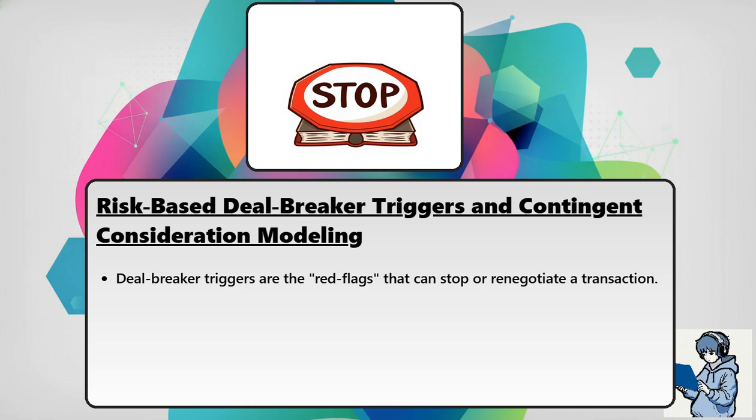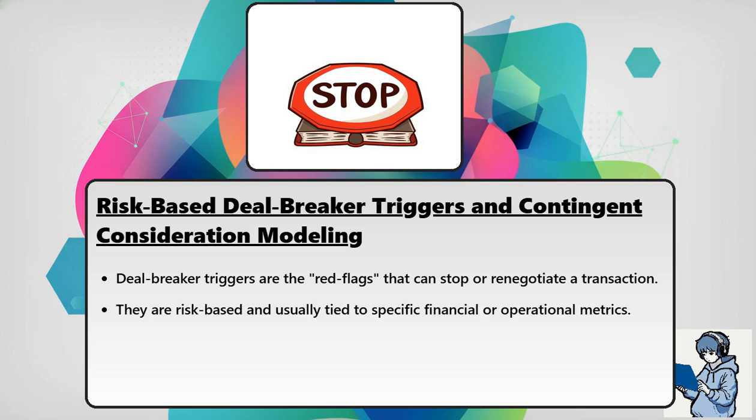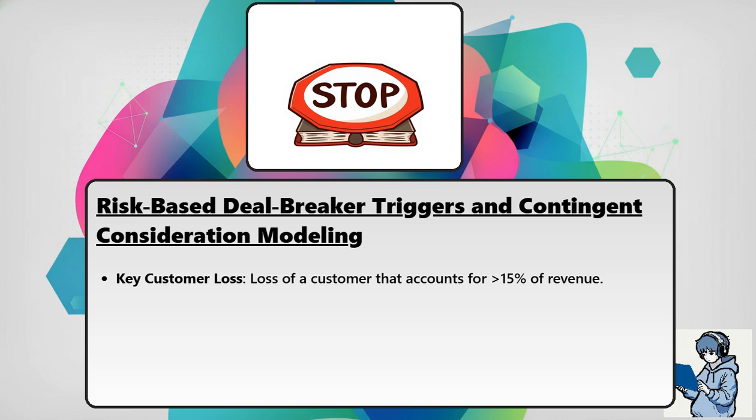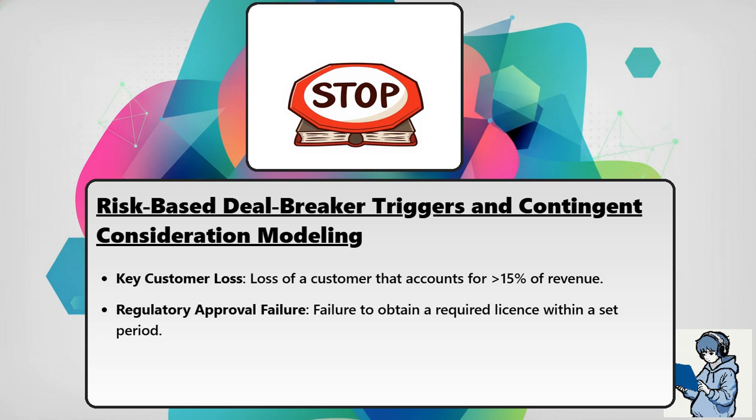Deal breaker triggers are the red flags that can stop or renegotiate a transaction. They are risk-based and usually tied to specific financial or operational metrics. Common triggers: revenue decline. If the target's quarterly revenue falls more than 10% below the agreed baseline, the buyer may walk away. Key customer loss: loss of a customer that accounts for more than 15% of revenue. Regulatory approval failure: failure to obtain a required license within a set period.